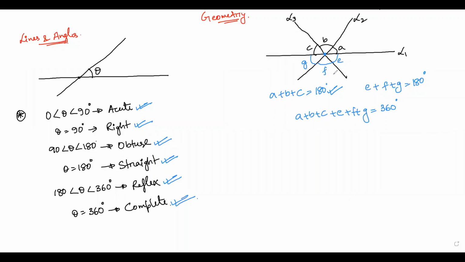That is, the sum of all these angles is a complete angle. So when any number of straight lines join at a point, then the sum of all the angles around that point is a complete angle, that is 360 degree.